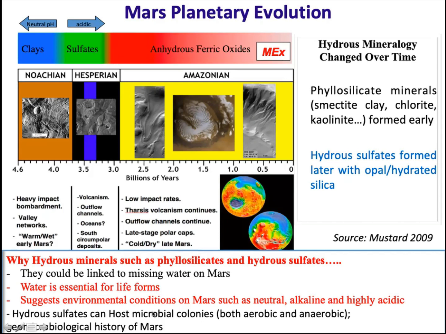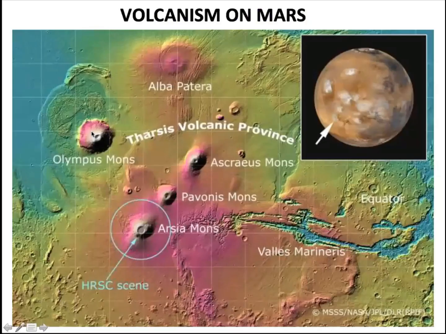And if you are taking Earth-based analog studies, a lot of microbes can grow on these hydrous sulfates. So the important aspect is that if we want to probe astrobiology-related activities, we have to probe these hydrous sulfates on Mars very significantly. So that is the important aspect.